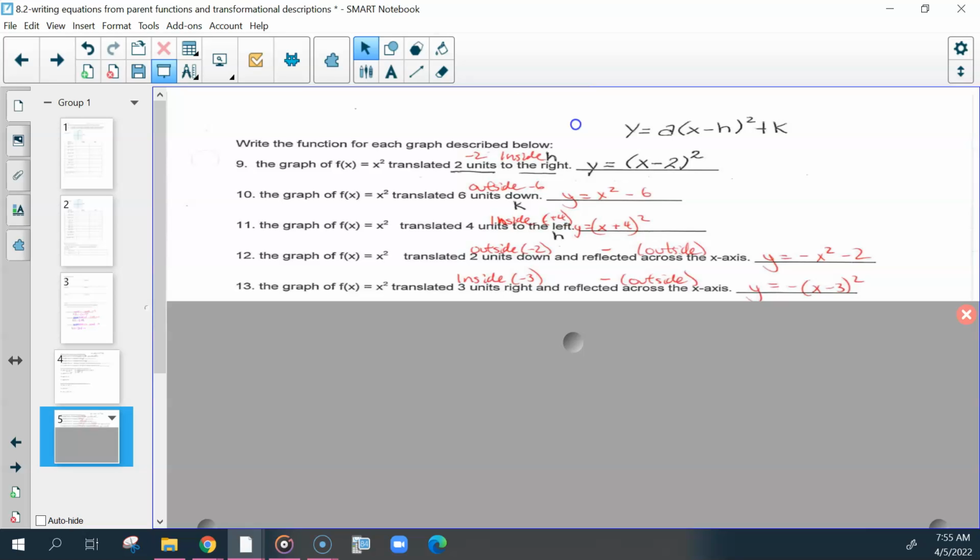So the first one was given to you. The second one should have been y equals or f of x equals, those are the same thing, x squared minus 6. For 11, this was inside, so you should have y equals or f of x equals in parentheses x plus 4, all squared.